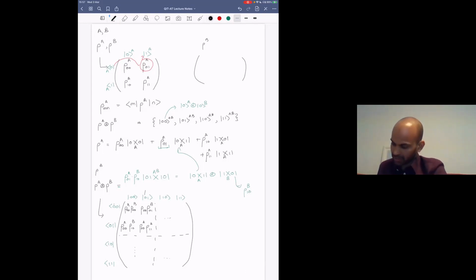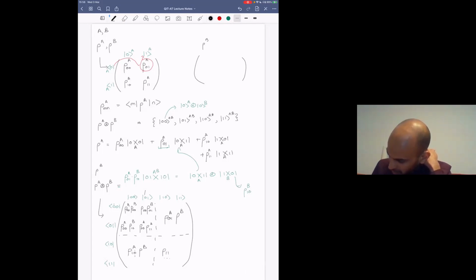In fact, another way of looking at it, and the reason I split it into 4 blocks, is because each block is essentially the density matrix of B multiplied by the corresponding element of A. So this entire block is going to be rho 0,1 of A, which is just a number, times the density matrix of B. This is going to be rho 1,0 of A times the density matrix of B.